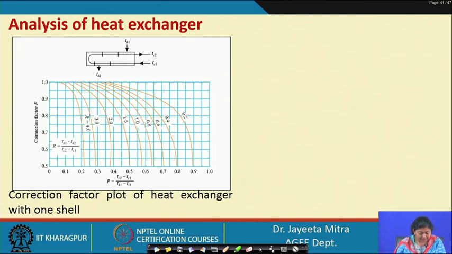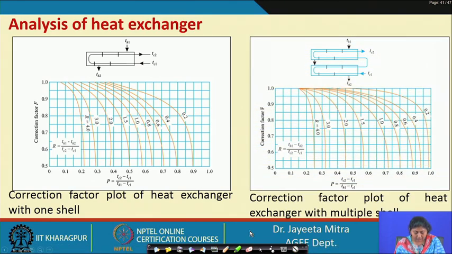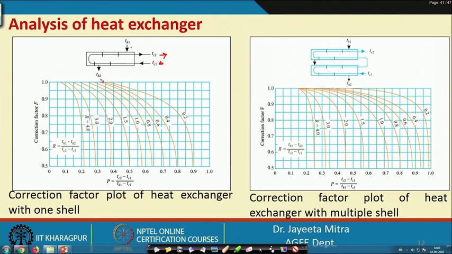So, first case, here we have one shell pass, two tube pass. This is the correction factor plot of heat exchanger with one shell pass, two tube pass. So, TC1 is entering and TC2 is coming out, and TH1 is entering in a cross flow situation, TH2 is coming out.